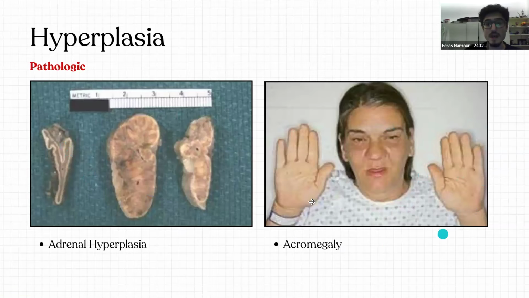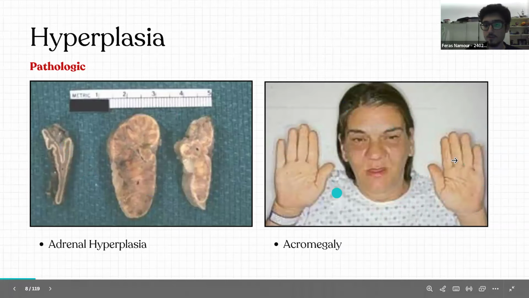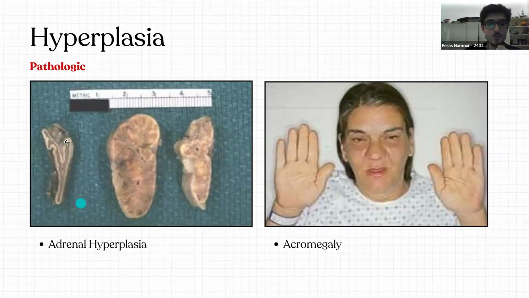Some more examples, acromegaly, such as in growth hormone abundance. And this is what your normal adrenal gland should look like. Over here, we have hyperplasia, which is basically just making the gland size much larger.